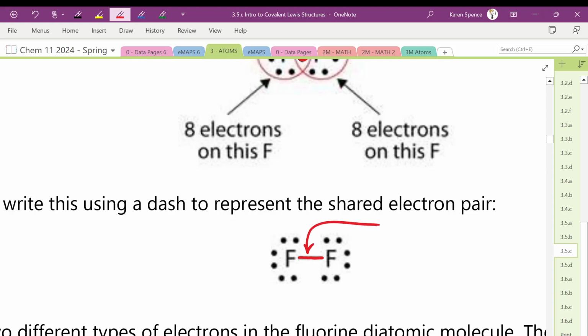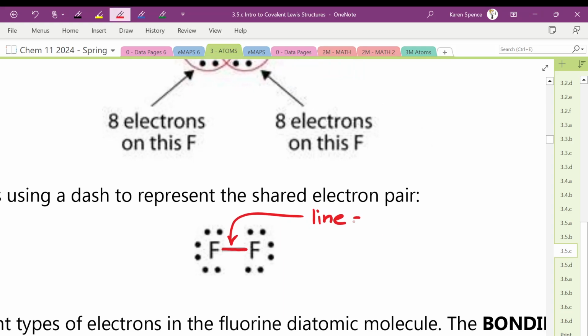That line is a bond. Is that a single bond or a double bond? That is a single bond. And how many electrons is it equal to? It's equal to 2 electrons.